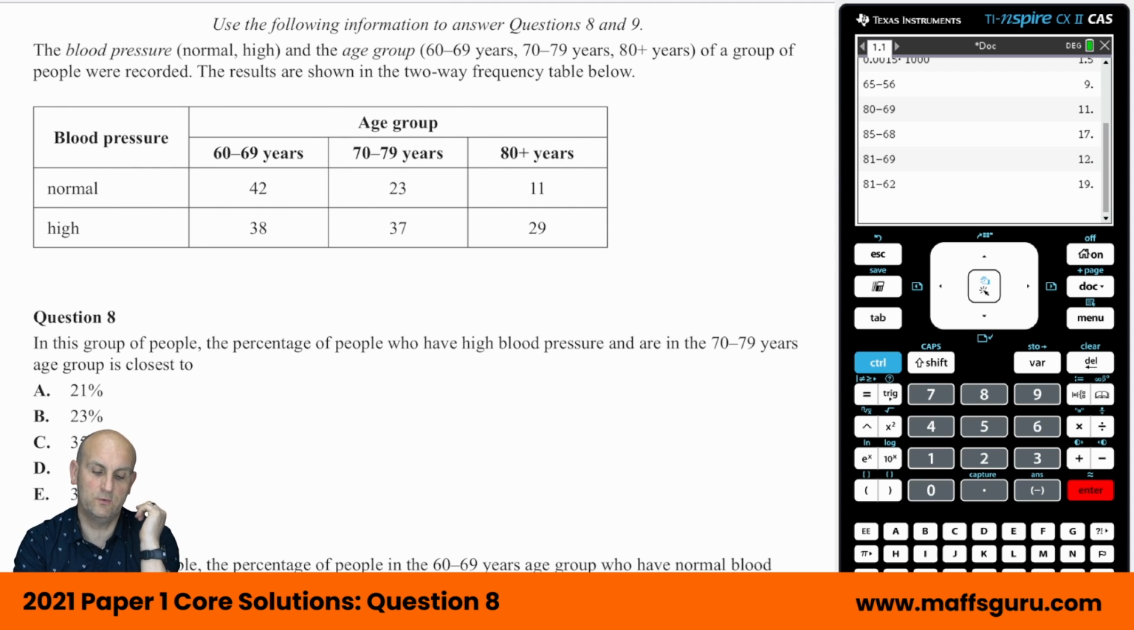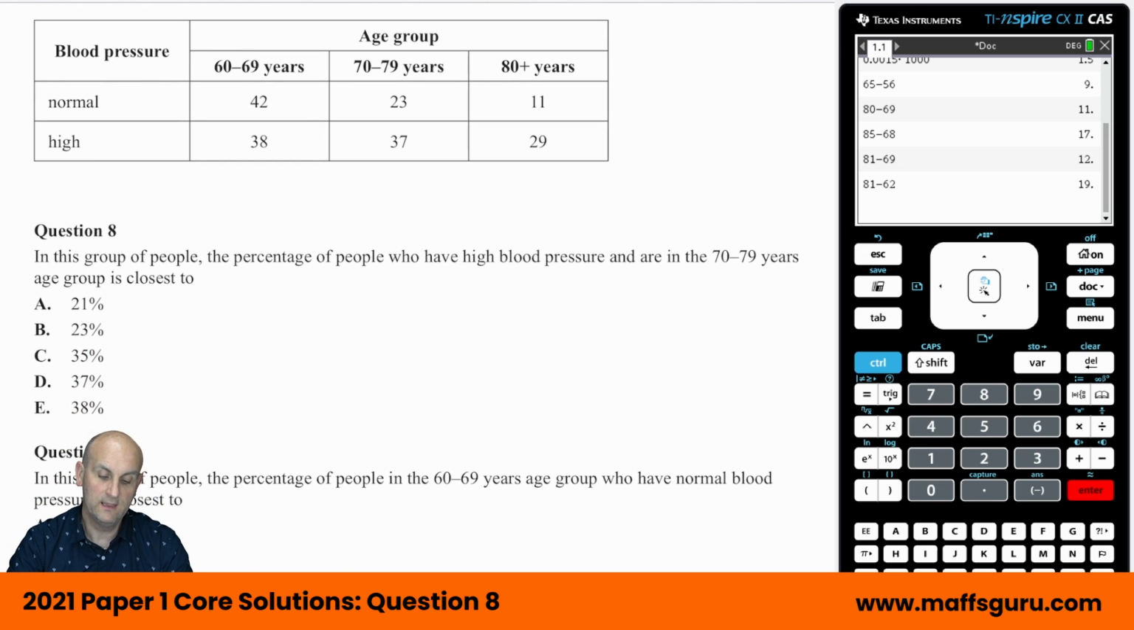The blood pressure, normal or high, and age group of a group of people were recorded. The results are shown in the two-way frequency table below. Awesome, let's scroll up a little bit. In this group of people, the percentage, very important to know percentage, of people who have high blood pressure, so there is my high blood pressure, and are in the 70 to 79 age bracket.